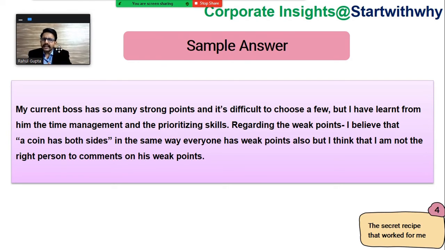So you can say, regarding the weak points, I always believe that every coin has two sides. Correct? In the same way, my previous boss would have weak points as well as strong points, but I think I am not the right person to comment on his weak points, because I am not the correct person to judge whether those are his true weak points or not. By this way, you are telling them that you understand there may be weak points, but you don't have a right to tell that because you are not judging the person. That is a very fantastic way to answer this question.